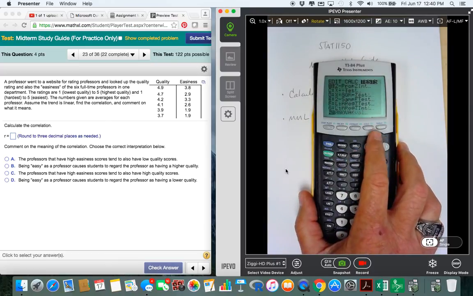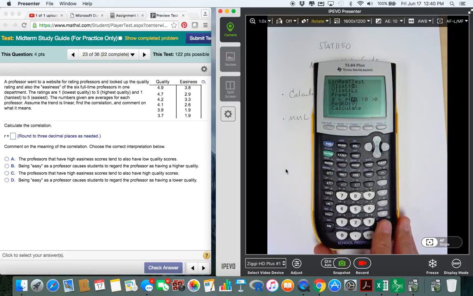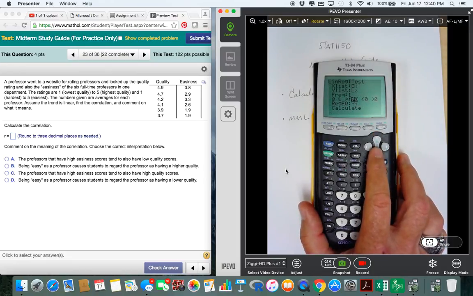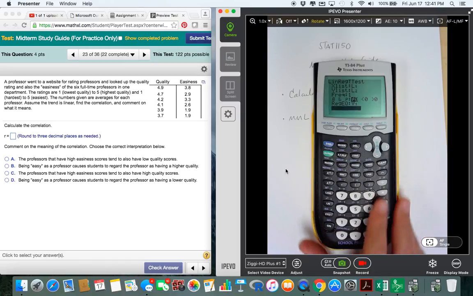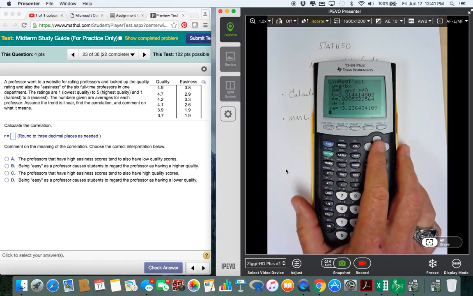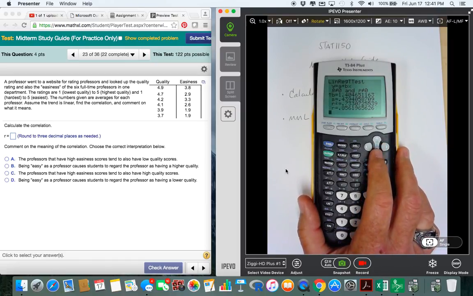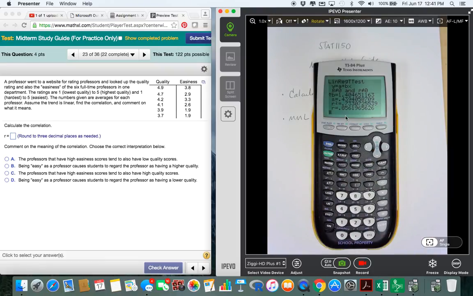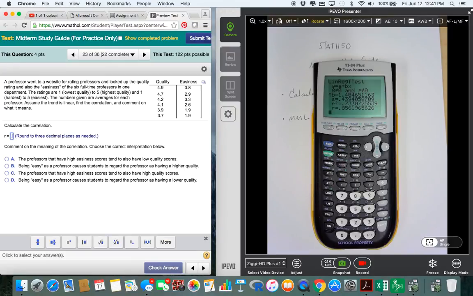So gang, I'm just going to do it like we've done it before. Make sure I've got L1, L2. Come all the way to the bottom and find r, and it's 0.86. Well, it says 3 decimal places, so we need to do 0.856.